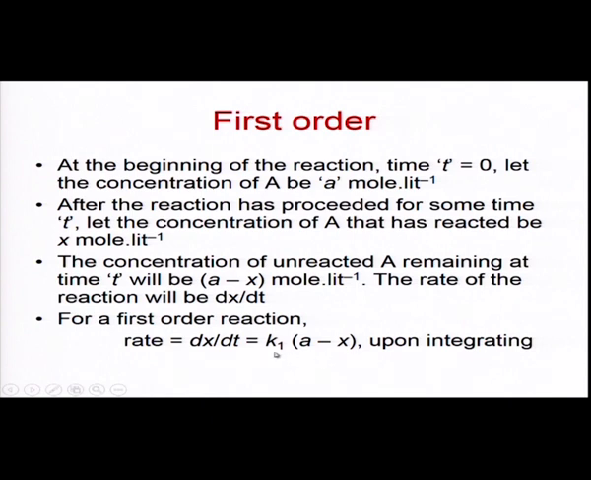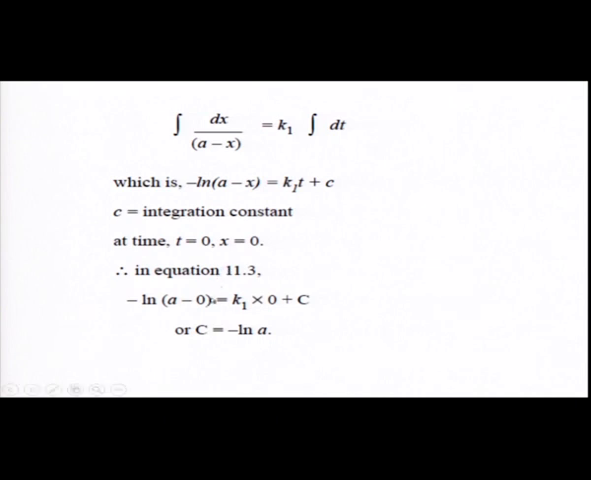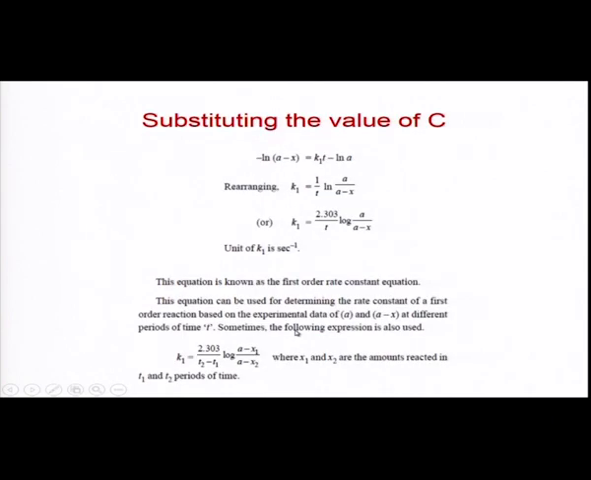Suppose we integrate this equation within the limits of time 0 and t, and concentration 0 and x, where the initial concentration of x is 0. If you do this and bring the time to one side and the reactant concentration to the other side, the equation will reduce to minus ln(A minus x) equals K1 into t plus c, where c is normally known as the integration constant. When you look at the beginning of the reaction, time is 0, and the concentration of x, the product formed, is also 0. So, if you put in the value of c, the equation will take this form.